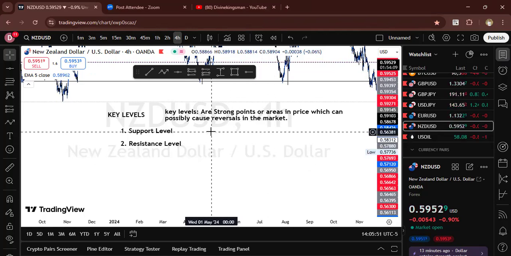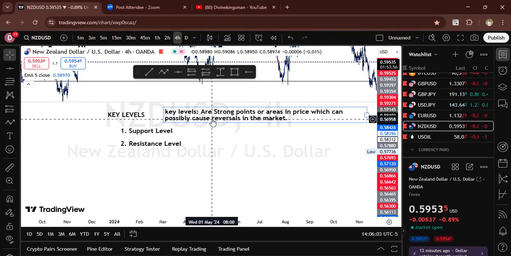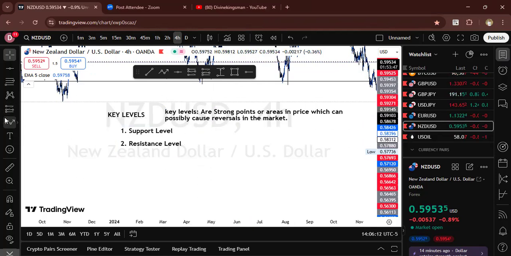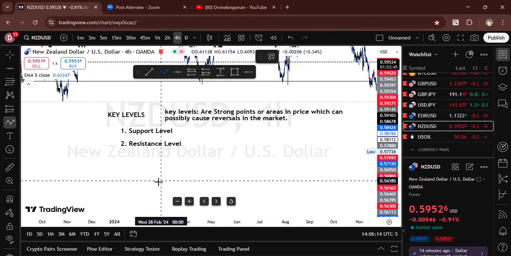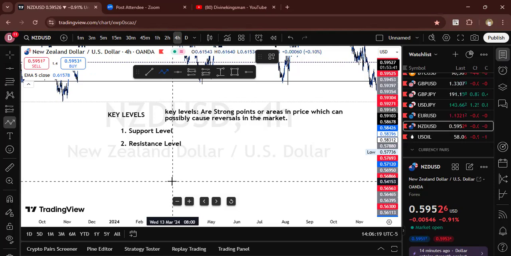As I said, key levels are areas or points in price which can possibly cause reversals in the market. And it's divided into two, which means that the support and resistance level are areas or points that will cause reversal, because that's what key levels are. So both support and resistance level will also be reversal points in the market. Let's start with support level. Support level, as I said, is areas or points that can possibly cause reversal, mostly to the upside.